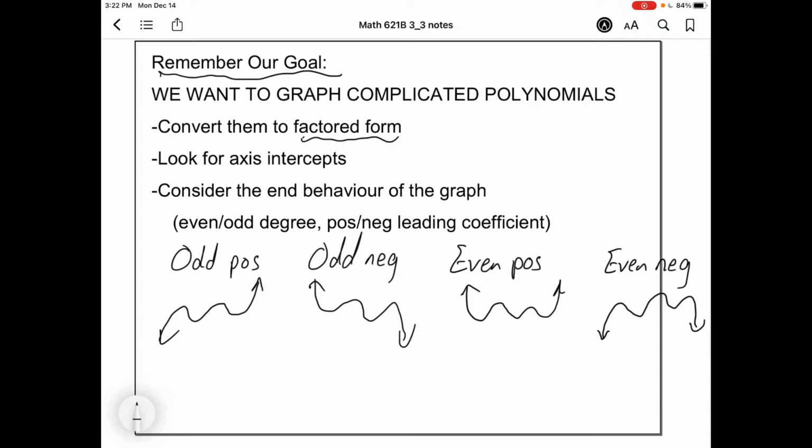Once we do that, we can find the axis intercepts. It'll be easy to find the x-intercepts from factored form. And we can consider the end behavior of the graph. If it's odd and positive, we know that it looks kind of like this. If it's odd and negative, it looks like this one. Even and positive like this. Even and negative like this. And we came up with a dance that would help us remember these characteristics.